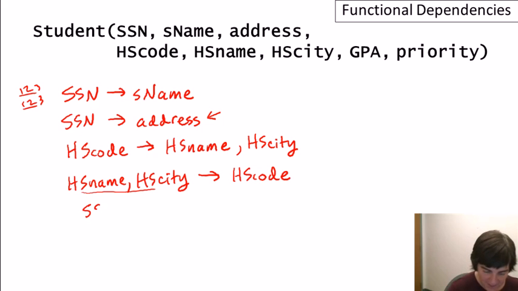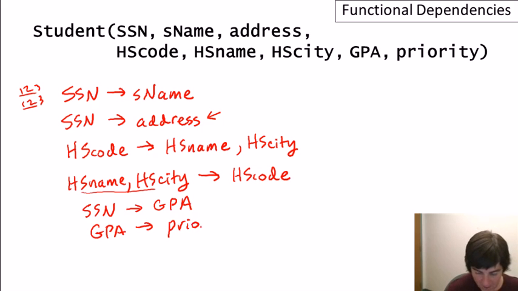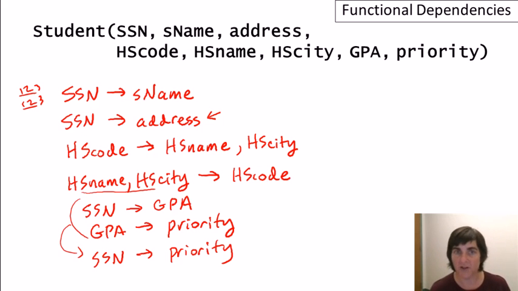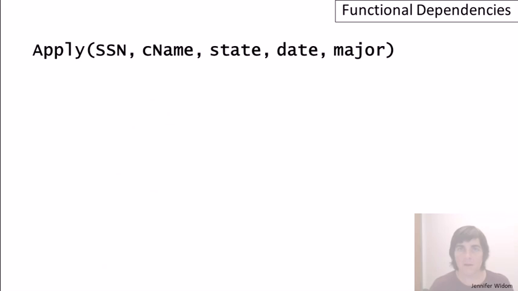If we assume that there's one GPA for each student, then we'd have the social security number determines the GPA. And we already talked about GPA determines priority. And another example, actually, if we put these two together, we should see, well, if we have the same social security number twice, then we should have the same priority. And you might be thinking, well, that's kind of a transitive rule that takes these two and produces that one. And indeed it is. And we'll talk about rules for functional dependencies later. And there may be more in this case.